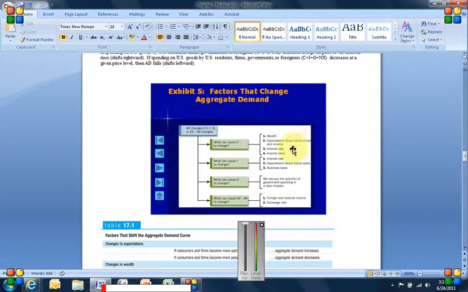Interest rates. Let's say that interest rates, both in the money market and in the global funds market, decrease. Are people going to consume more or less?